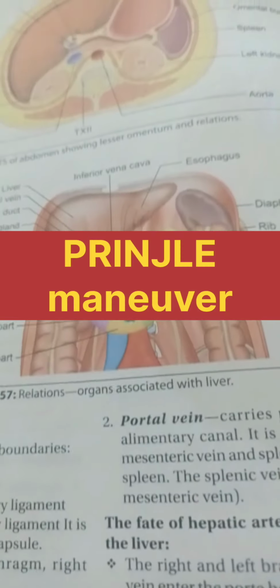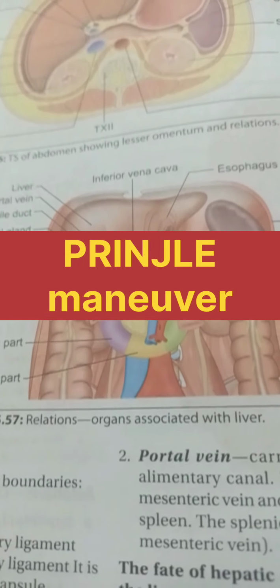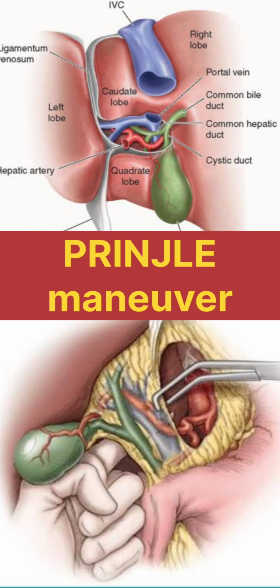One of the most important things to notice is that there is a maneuver called Pringle's maneuver. Whenever a cholecystectomy is done, there is resection of the gallbladder, and at that time there are chances of bleeding from the cystic artery. So to control the bleeding from the cystic artery, the hepatic artery is compressed. That is why this is called Pringle's maneuver, where we compress the hepatic artery to control the bleeding from the cystic artery. So that is the Pringle's maneuver that is performed during cholecystectomy.